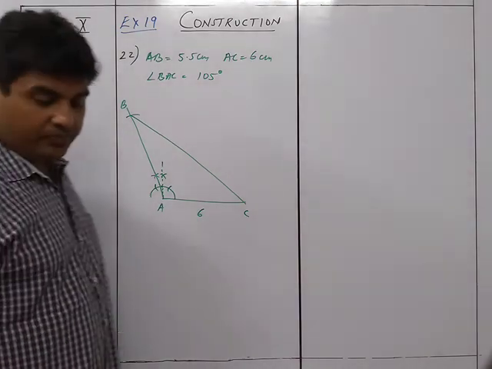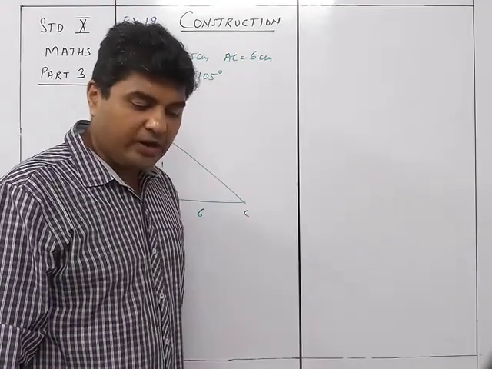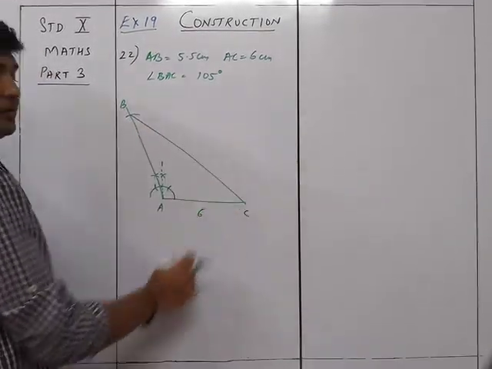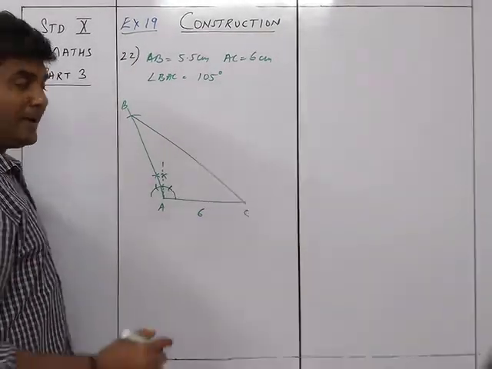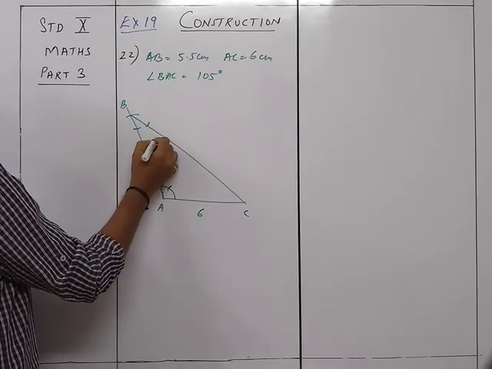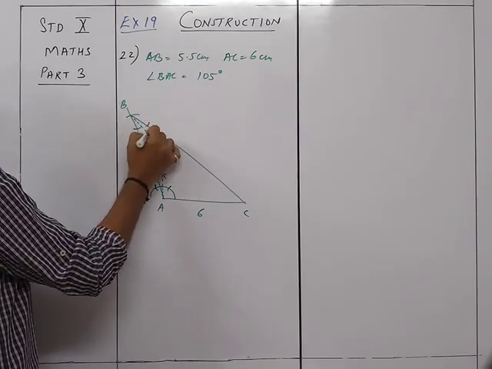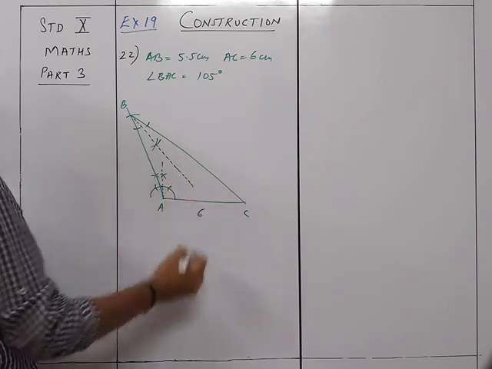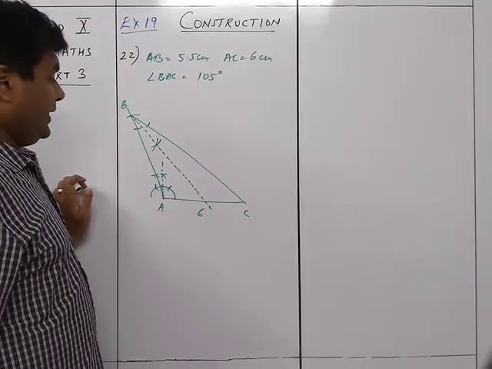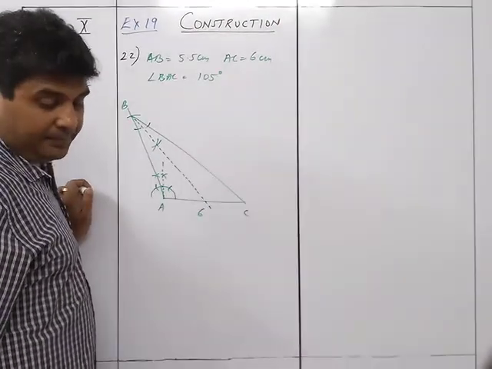The next is construct the locus of point equidistant from BA and BC. So for BA and BC, equidistant, what do we do? That is the angle bisector. So this angle bisector, you draw this like this, and you draw like this. So it is the angle bisector, which will be like this. So this is the locus of AB and AC, BC.